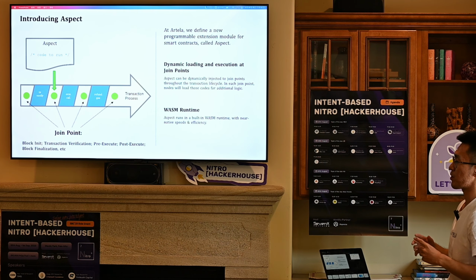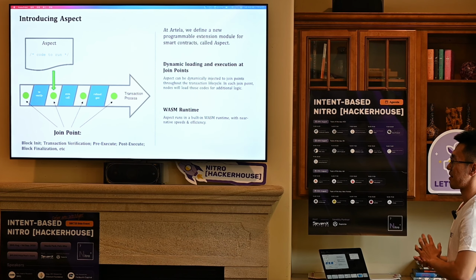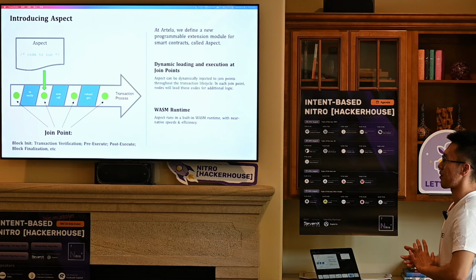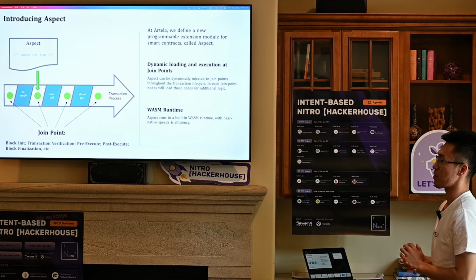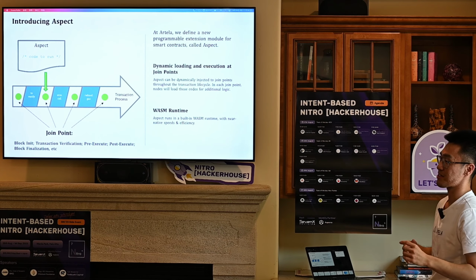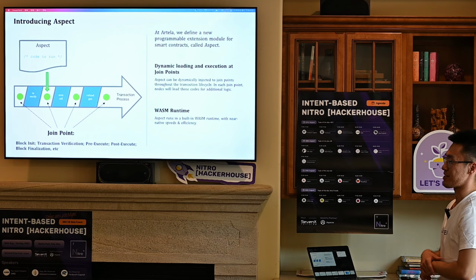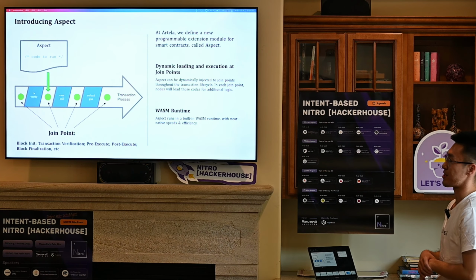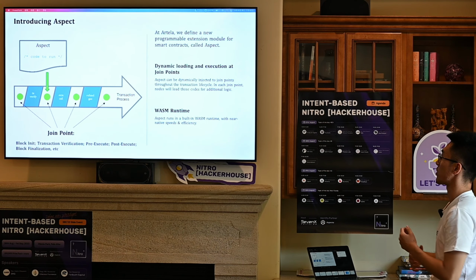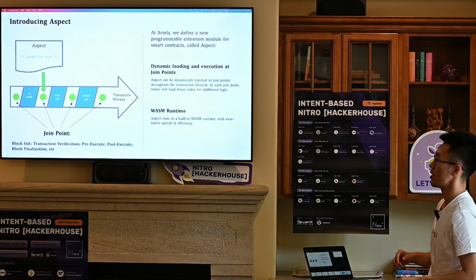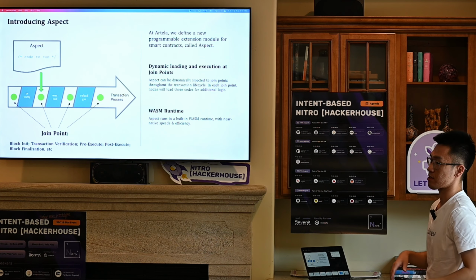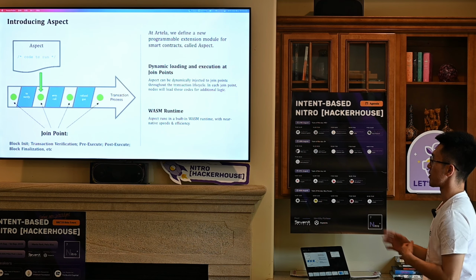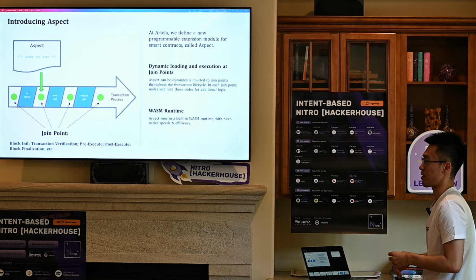One thing here is that maybe you have heard lots of ideas about pre-compile solutions. For example, Avalanche also uses pre-compile, and Evmos EVM extension or Stylus are all pre-compile. So what's the difference? Because Stylus is also EVM plus Wasm, right? It was in the Buzz speech three days ago, one wonderful speech. But we support dynamic loading and execution at this join point. And second, all the Aspect code runs in the Wasm runtime, so with near-native efficiency and as secure as a web browser.